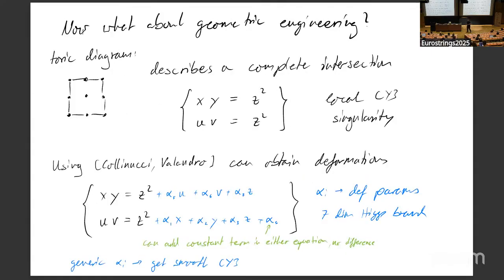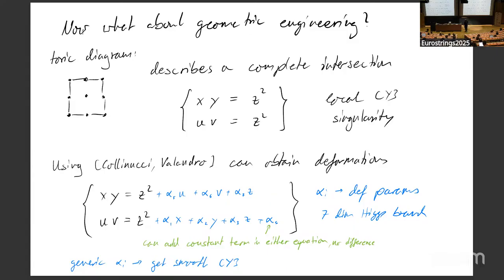Now, I want to go to the geometry. In geometric engineering, the same theory is described by this set of equations here, which comes from this toric diagram, which is just dual to the brane web that we just looked at. And so this is some local Calabi-Yau 3-fold singularity. It's a complete intersection. There are two equations, xy = z squared, uv = z squared. So these are kind of intersecting Kleinian singularities.